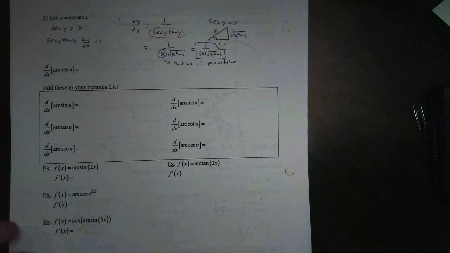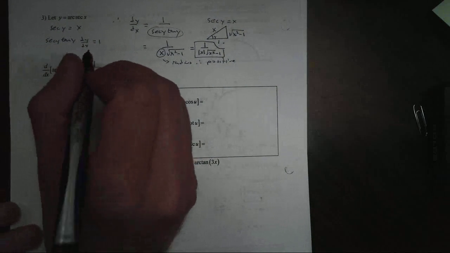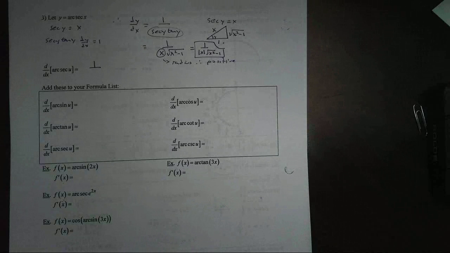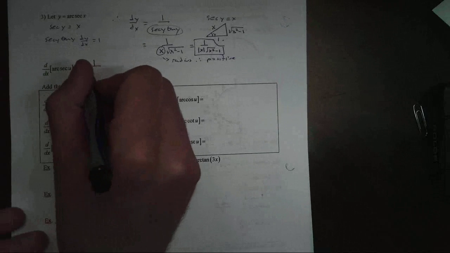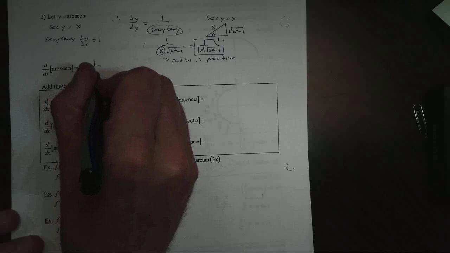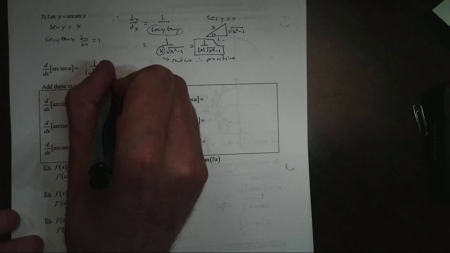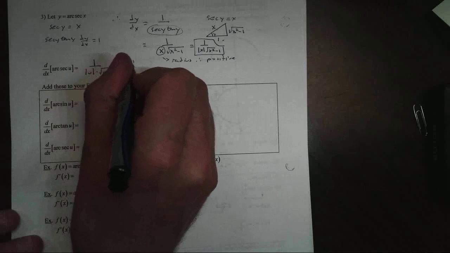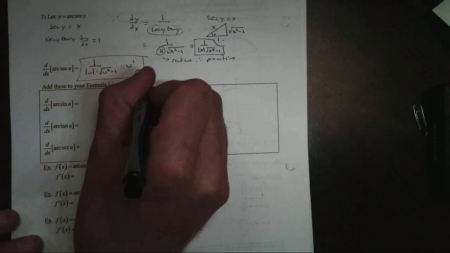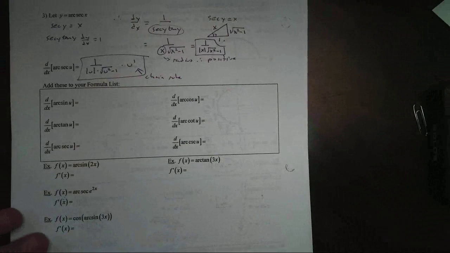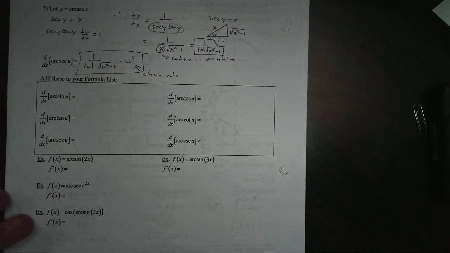So how do we get the arc secant? We're just going to write this as 1 over the absolute value of u times the square root of u squared minus 1, and don't forget u prime. Remember that u prime, that's just our chain rule. So let's talk about the rules, and then in part 3 we'll take a look at some examples.